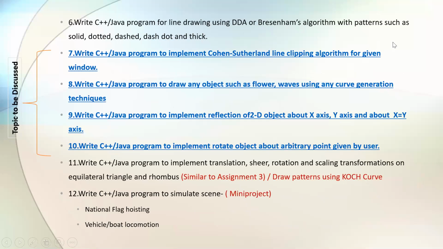Today I'm going to focus on assignments 7, 8, 9, and 10, where 9 and 10 are similar to the transformations you have studied, and 11 is exactly similar to assignment 3. You have an option: either you can do this particular question or do the question called draw patterns using Koch curve, which I explained in the last session. The 12th assignment is similar to your mini project. So we won't focus on 11 and 12 today. We'll be focusing on 7, 8, 9, and 10.